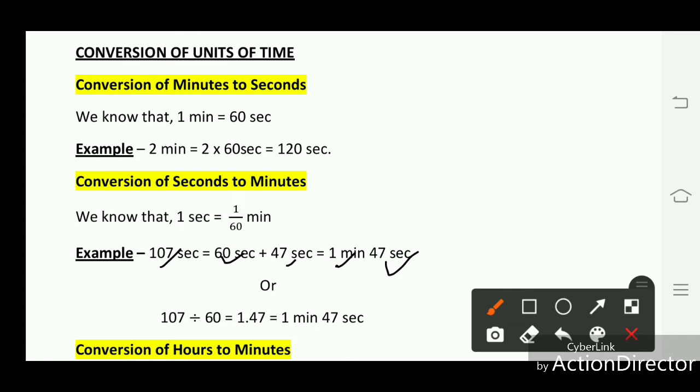Or the other method, 107 divided by 60. If we divide 107 by 60, we get 1.47. Here, before the point, 1 is minute and after the point, 47 is seconds. So we write 1 minute 47 seconds.